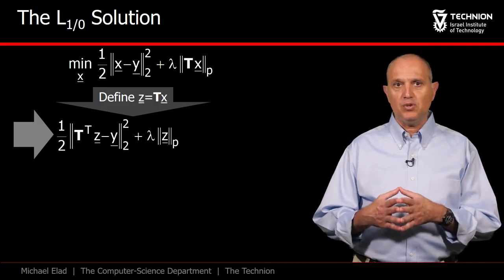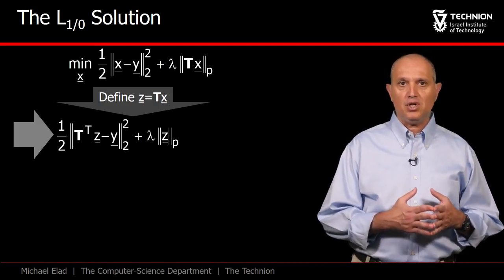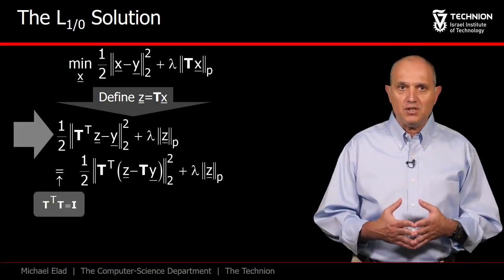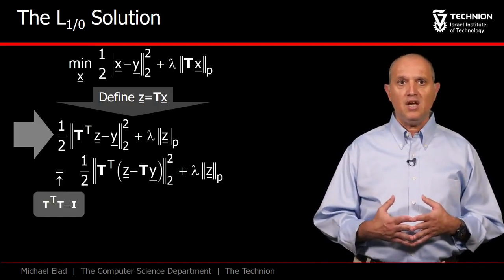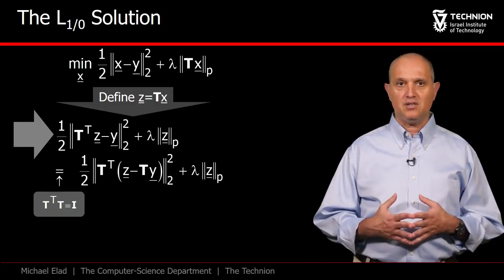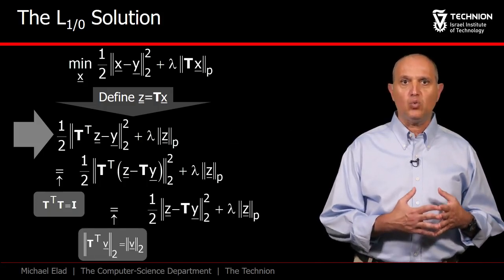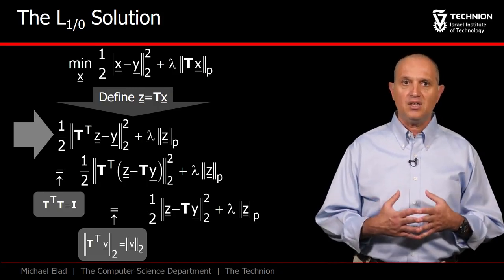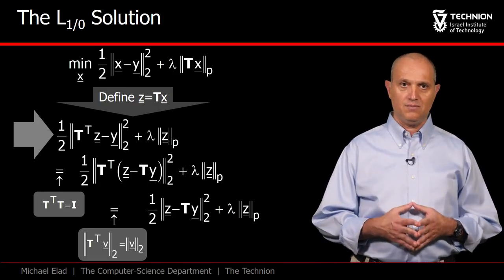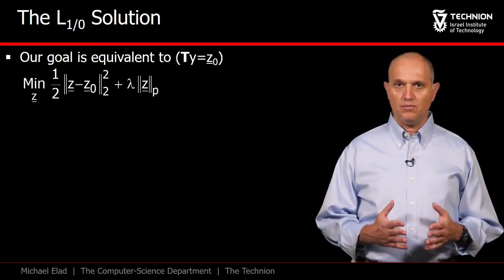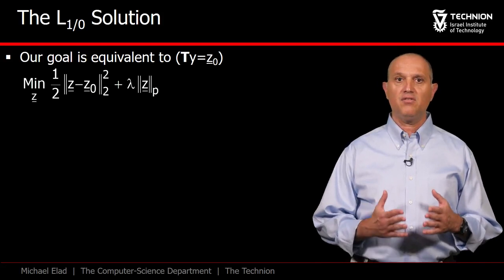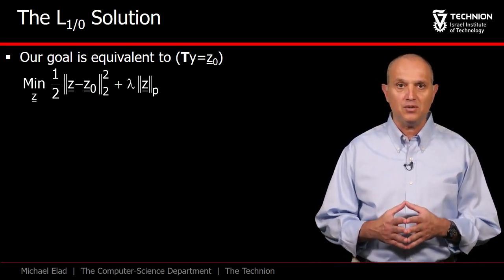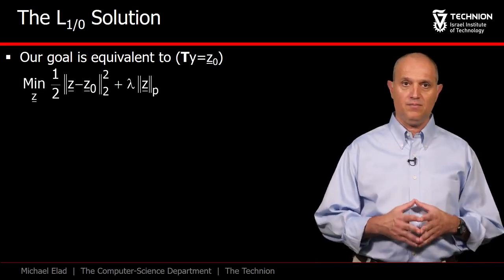Remember that T is assumed to be unitary, and thus we use the relation x equals T transpose times z. Indeed, for the very same reason, we can modify the expression again and pull T outside of the parenthesis. The last observation we make here is that when T multiplies a vector, it does not change its L2 length, and thus this multiplication can be omitted. Here is our minimization goal, slightly restated, where we have defined the vector z0 to be T times y. This is a vector that is easily computed since both T and y are given.